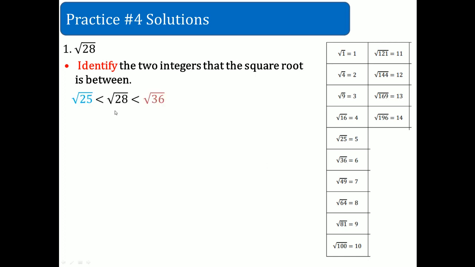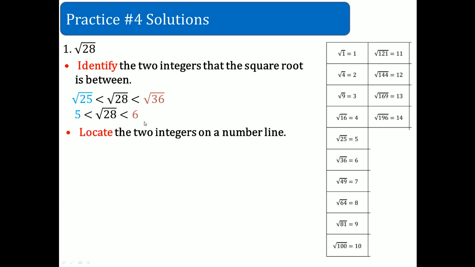So we would say the square root of 28 is less than the square root of 36 but greater than the square root of 25. That is getting from the chart. The square root of 25 is 5. The square root of 36 is 6. This is when you put it in as an integer. Once you put this in as an integer, now you can locate that on a number line.